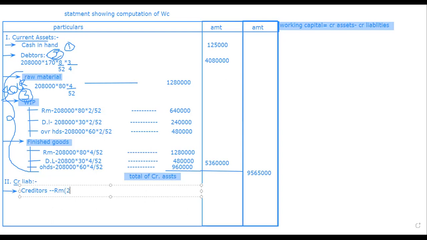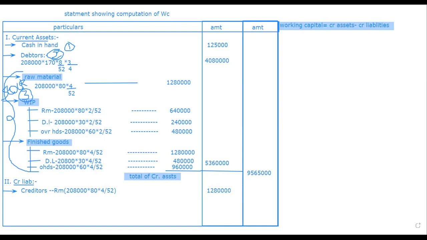That is 2 lakhs 8,000 into 80, into how much is the time he gave for creditor? The creditor is allowing us 1 month. 1 month means 4 divided by 52 weeks. So that is going to be how much? I'm going to write here. So that is going to be 12 lakhs 80,000.